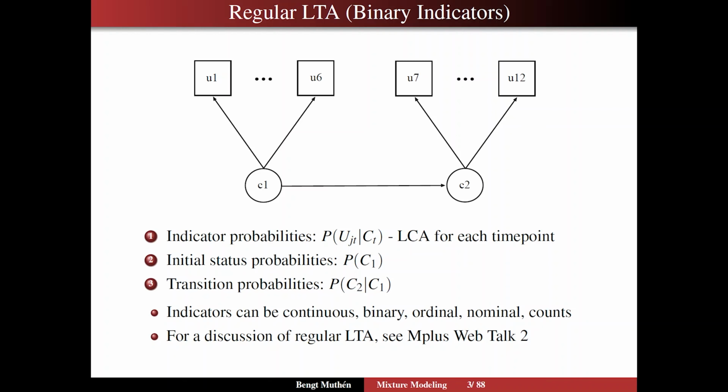The main effect is that X influences C1 and influences C2. The interaction effect is that we have a C1 specific effect of X on C2, a C1 class specific effect of X on C2. Now for a discussion of regular LTA, I refer to Mplus Webtalk 2, where this is described in detail.